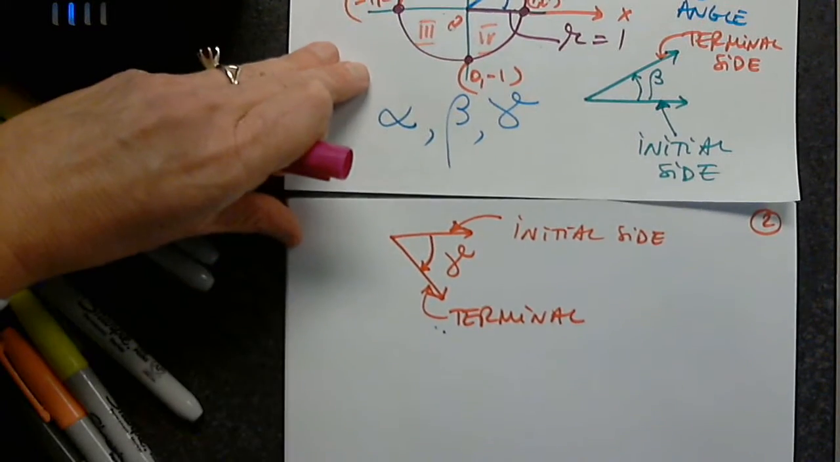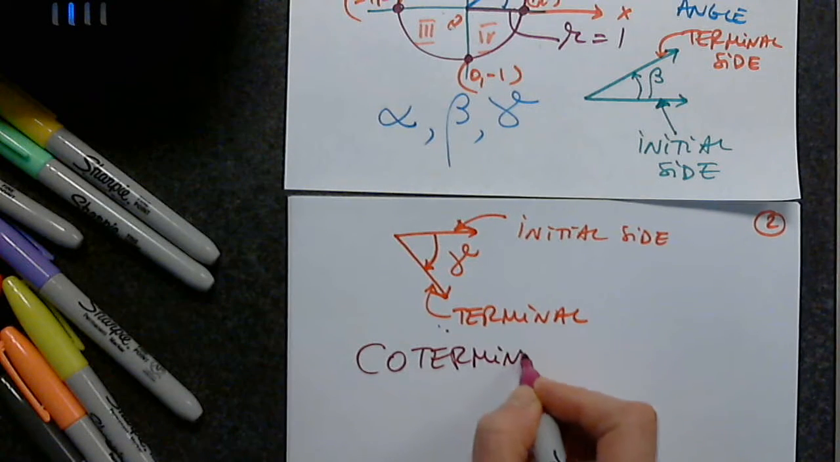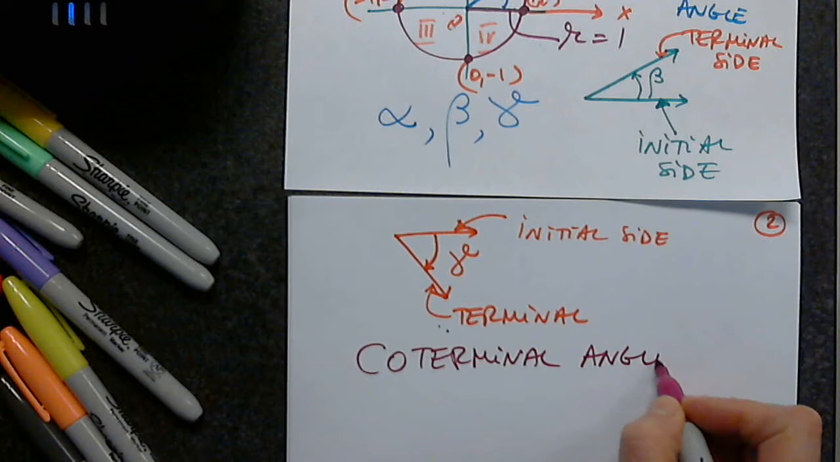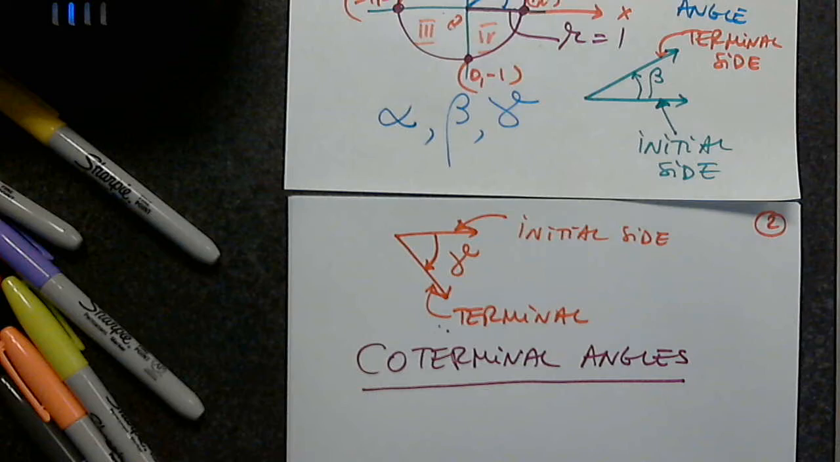So now, what do you think co-terminal angles will represent? Just give it a shot. Angles that share a terminal side and the initial side. Co-terminal angles, both. So here's an example.